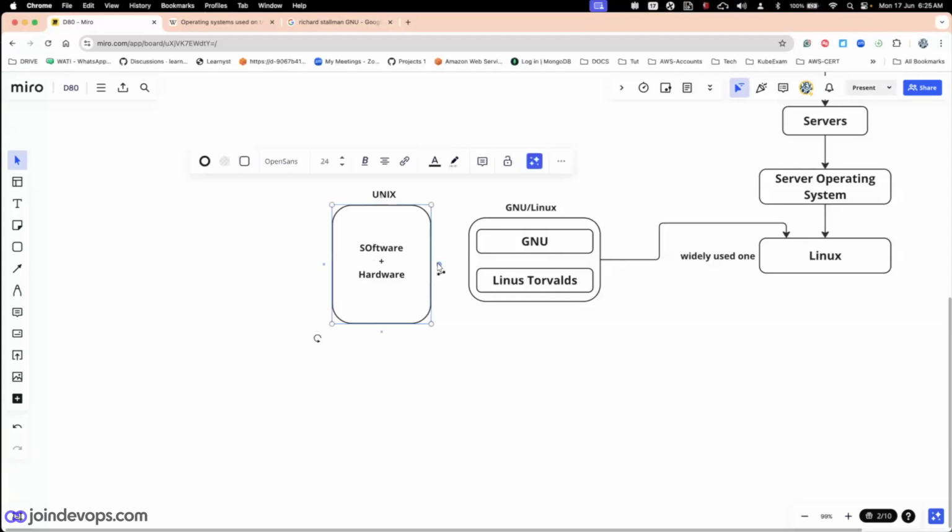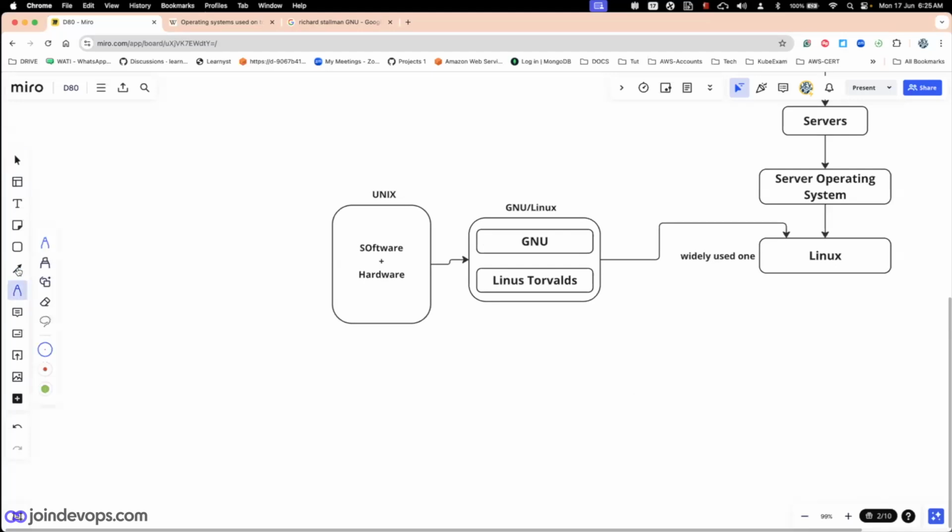So this is the history. Now, Linux is not an operating system. These guys are not making an operating system. They are just releasing software that can sit in between software and hardware, so that it can run any hardware and any software. That is the idea.